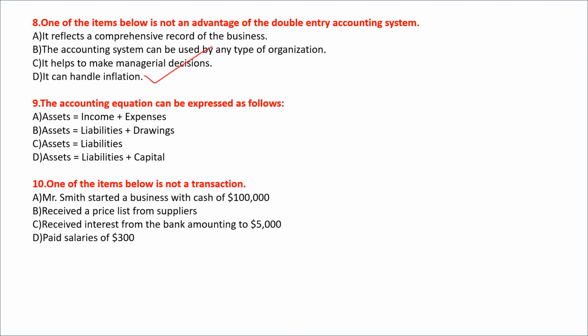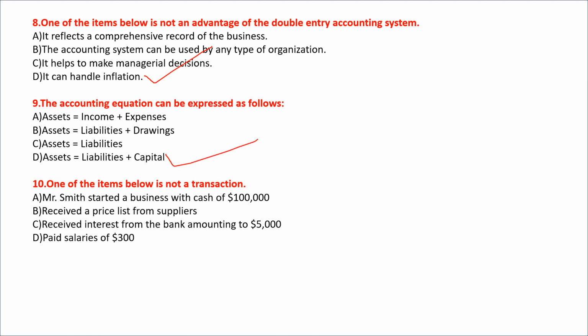Okay, next question is, the accounting equation can be expressed as follows. Let's see the options: assets is equal to income plus expenses, assets is equal to liabilities and drawings, liabilities plus drawings. Option C, assets is equal to liabilities. Option D, assets is equal to liabilities plus capital. So the right answer is option D, assets is equal to liabilities plus capital.